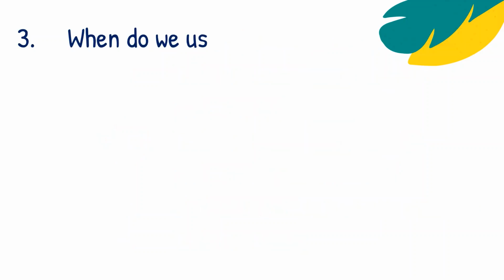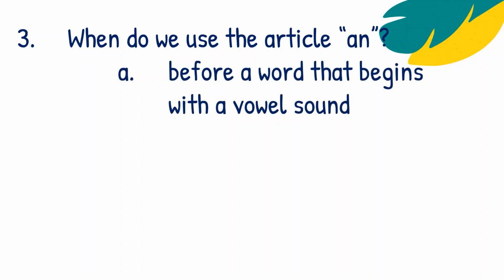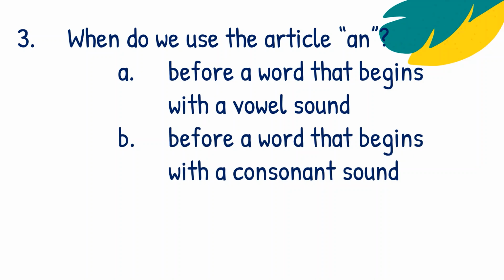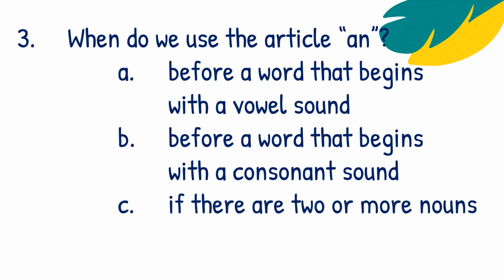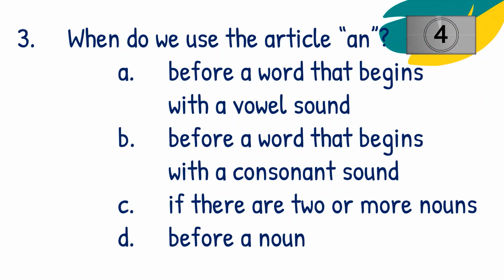Number 3. When do we use the article an? A. Before a word that begins with a vowel sound. B. Before a word that begins with a consonant sound. C. If there are 2 or more nouns. And letter D. Before a noun. And the correct answer is letter A. Before a word that begins with a vowel sound.